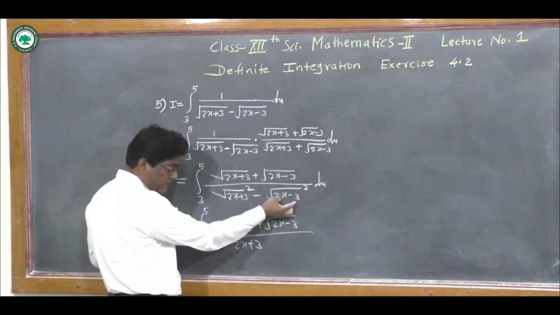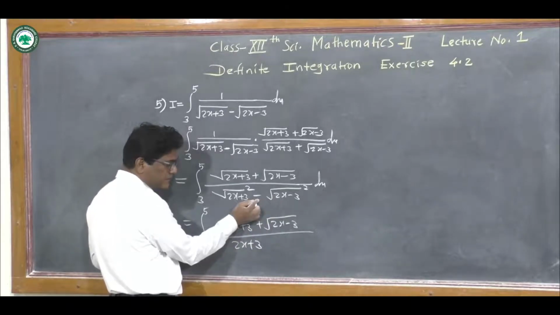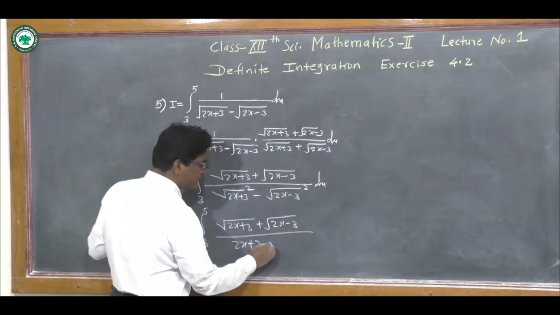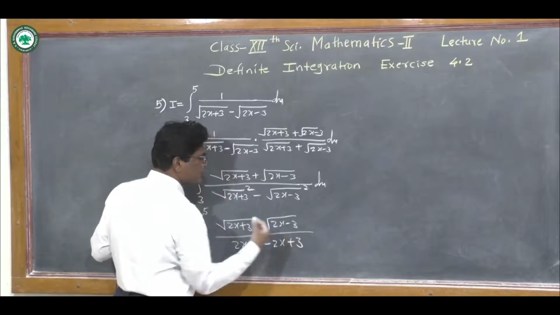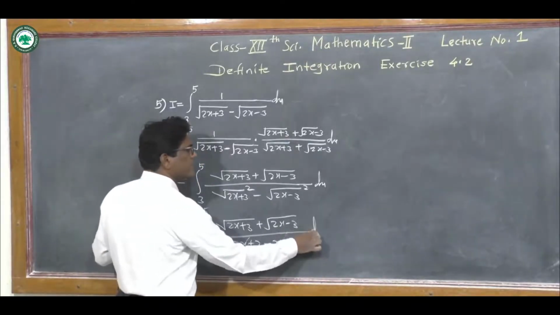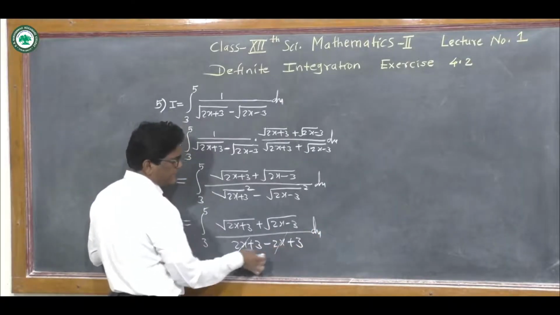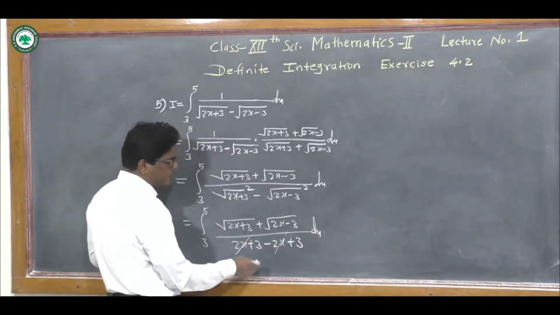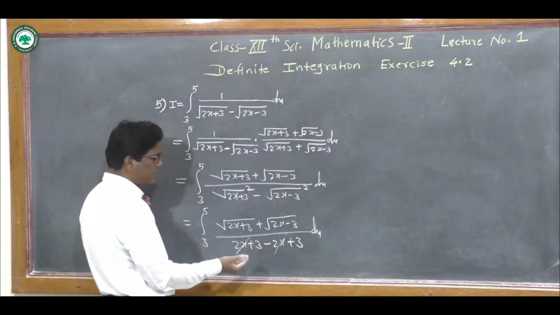This root and square also get cancelled. Here 2x minus 3 with negative sign. So minus 2x, minus minus plus 3. This minus 2x and plus 2x get cancelled. Here 3 plus 3, that is 6. So the denominator is 6. So we take that 6 common outside the integral.